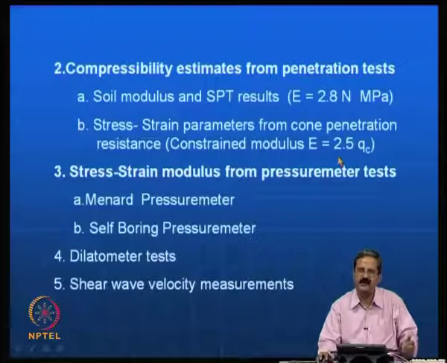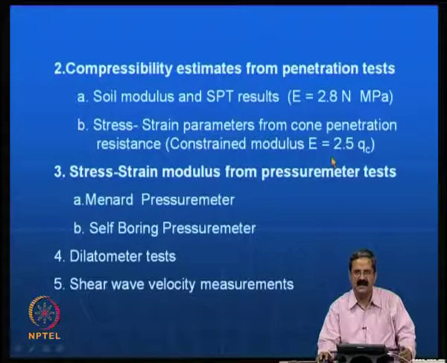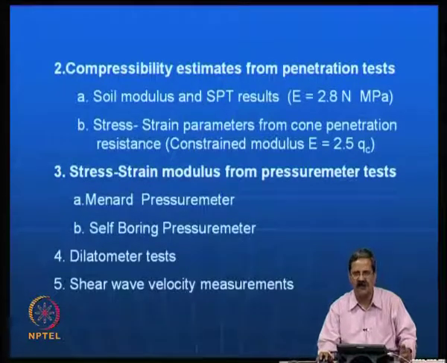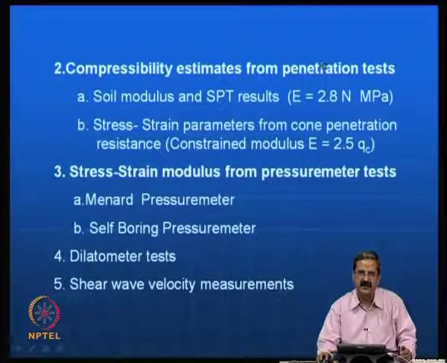You have different types of moduli in soils, like Young's modulus, secant modulus and many other parameters, like the one dimensional modulus from the constraint, the one dimensional consolidation test, and the modulus from the triaxial test. So, one should understand them properly. You can have even other simple relationships. If you know the cone penetration resistance qc, the modulus is 2.5 times qc, which is another expression.